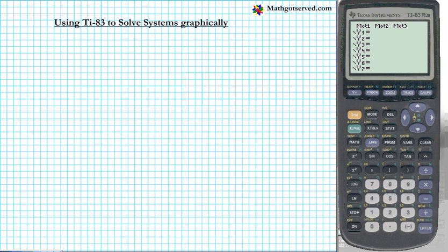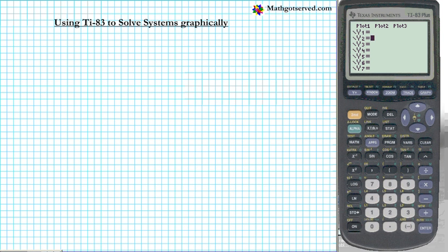Hey there, students. In this clip, we're going to go over an example on how to use the TI-83 calculator to solve systems graphically. Okay, so let's consider the following problem. You can write this down.